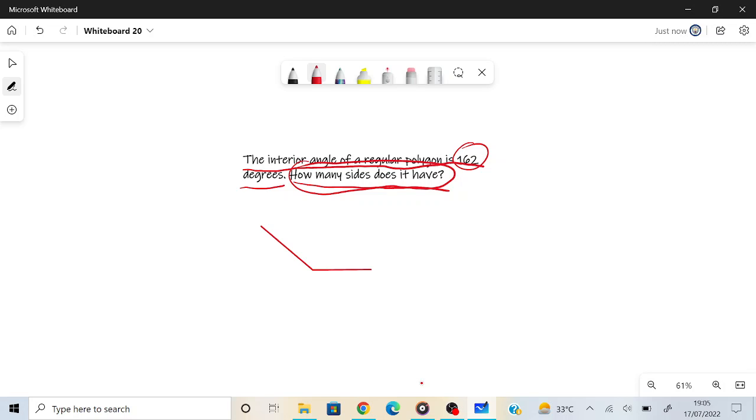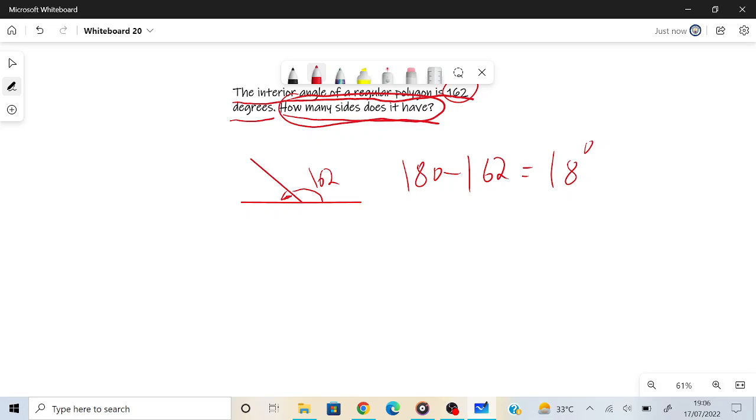They're telling me that the interior angle is 162. And all I need to do to find the exterior angle is simply continue this line here and find this angle over here. To do that, I would do 180 minus 162, and the exterior angle should be 18 degrees. As I stated earlier, all the exterior angles in a polygon equal 360 degrees. So if this angle is 18 degrees, all the other exterior angles should also be 18 degrees, since all the interior angles are 162 degrees.